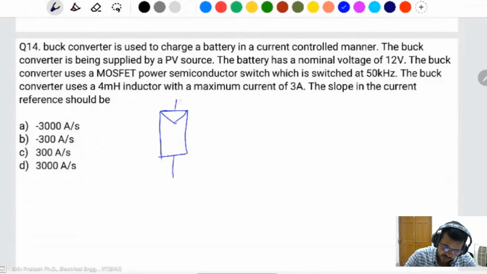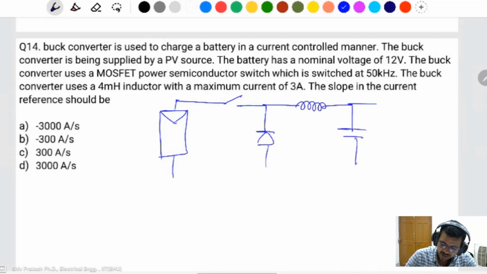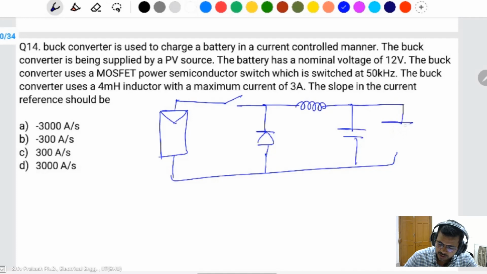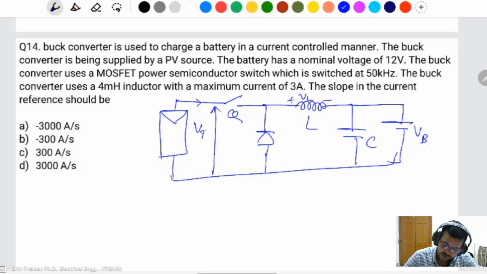Same question like the boost converter. This is the buck converter. This is the battery, with its internal resistance. Capacitor, inductor, this is the inductor voltage. Switch, this is Vt, the terminal voltage of the PV panel.